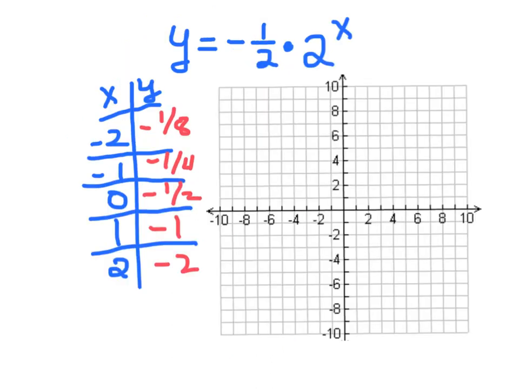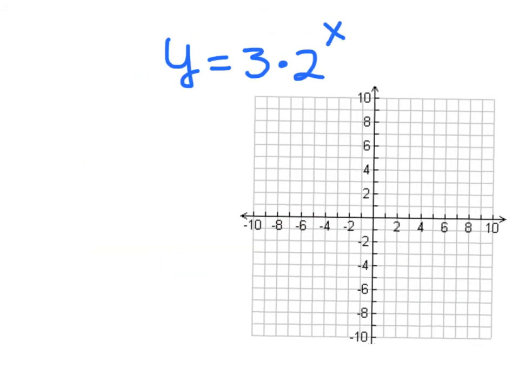So plotting these points, I'm just going to start with 0. We're at 0, -1/2, so that's about right there between 0 and -1. Then we're at 1, -1. We're at 2, -2. And then we are at -1, -1/4. So we can see that we're getting closer and closer to the x-axis, but we'll never quite get there. And our graph curves like this. So we have an upside down version of the prior graph because of that negative there.